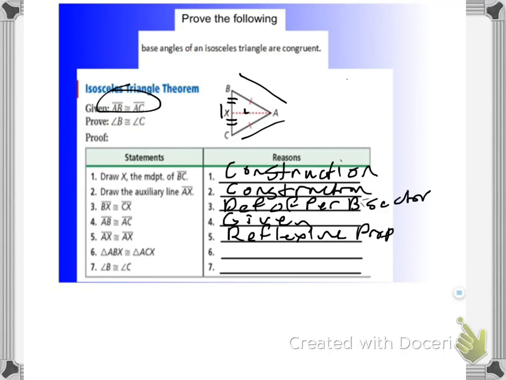Alright, go ahead and mark that. The triangle ABX and triangle ACX are congruent by side, side, side. And we know that angle B and angle C are congruent by CPCTC. So that's corresponding parts of corresponding triangles congruent. Alright.